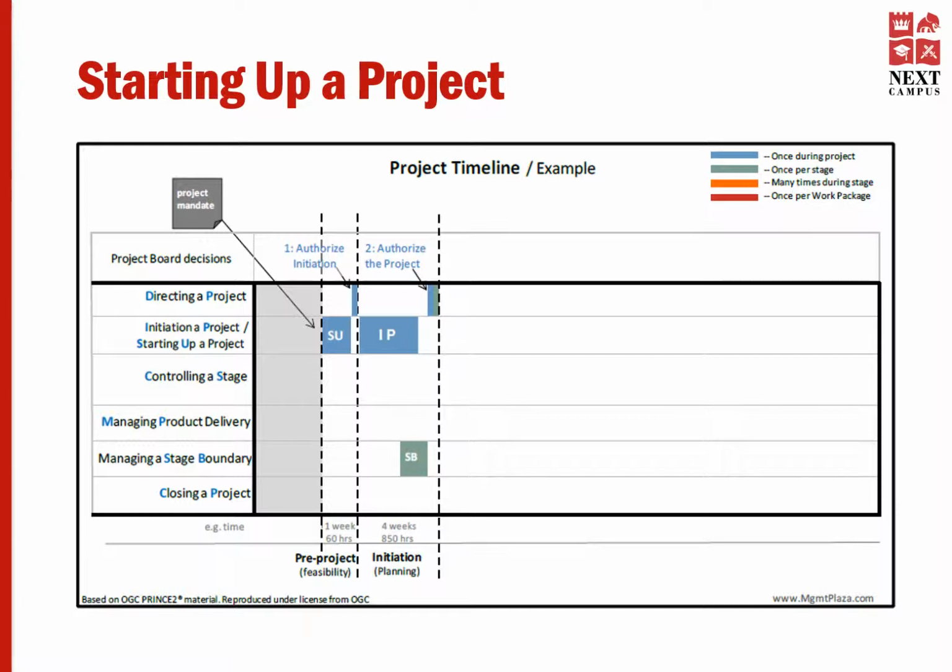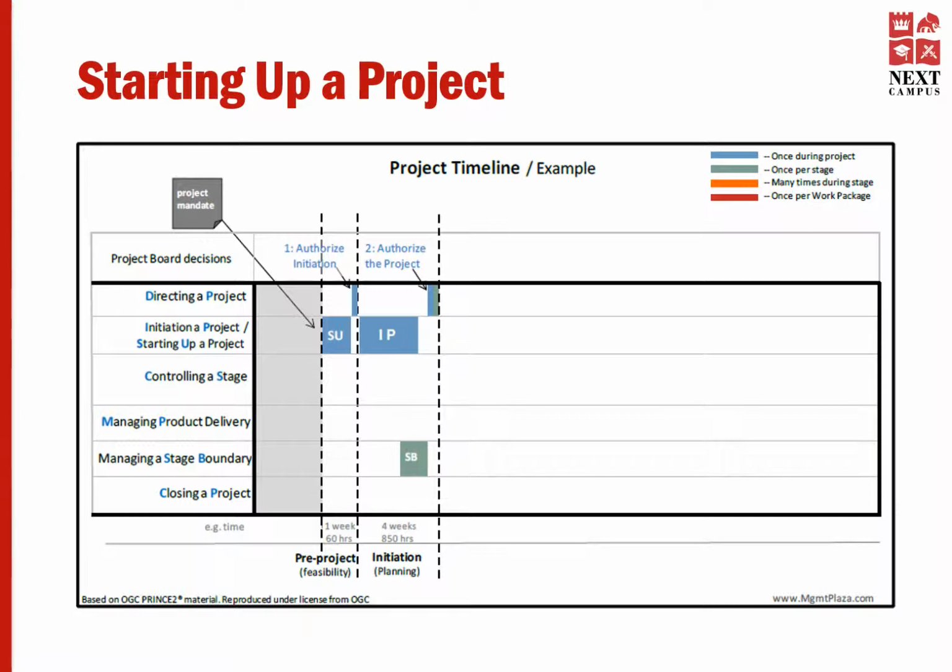After the first project board decision, the project manager uses the approved initiation stage plan to run the initiation stage. This is the first stage of the project. The initiation stage has the following main outputs that form part of the PID. They are the 4 strategy documents: risk, quality, configuration, and communication management.